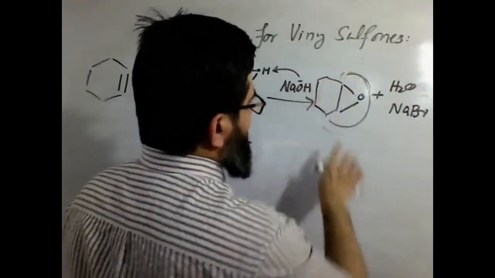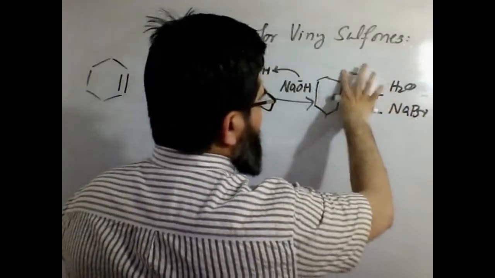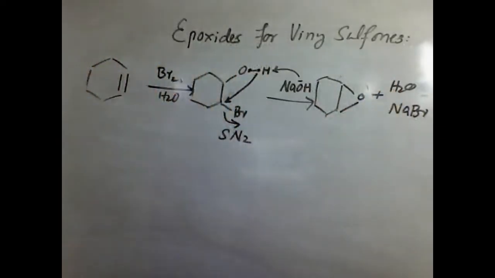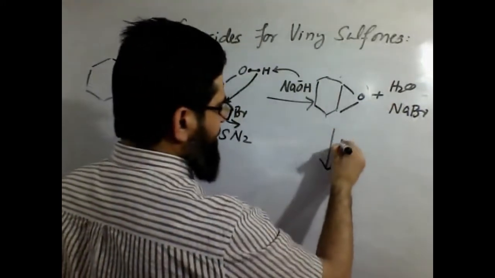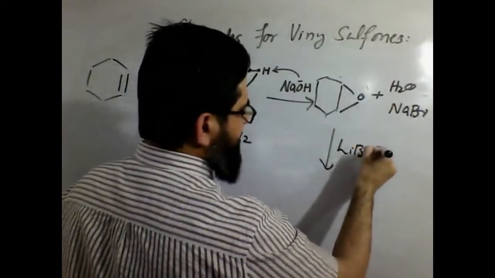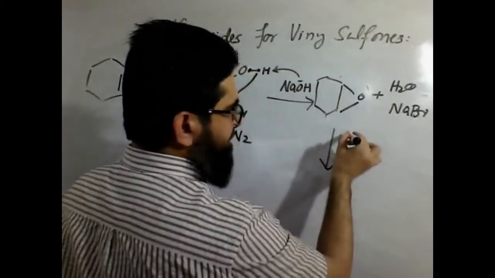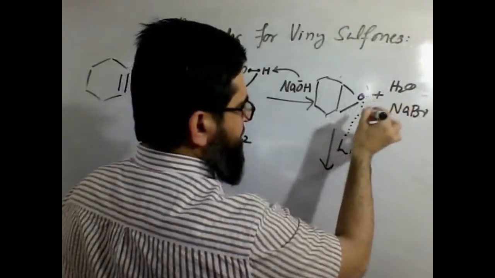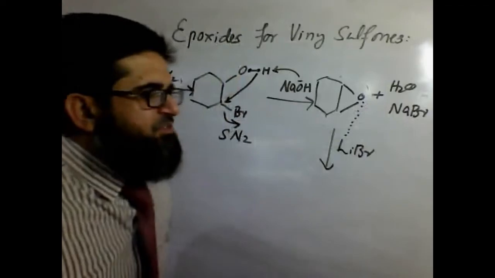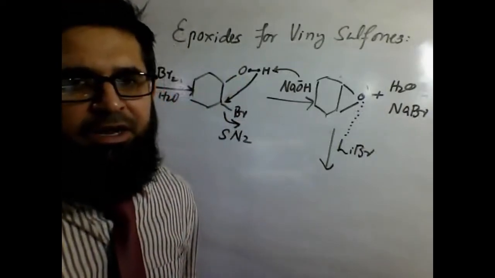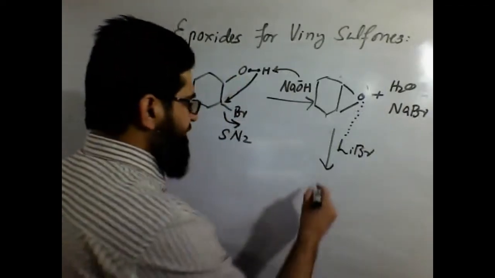So this is one method by which you can produce epoxides. Once you have produced this epoxide, you need to bring in lithium bromide. This lithium develops an attraction with oxygen and produces a ring strain, which results in ring opening.